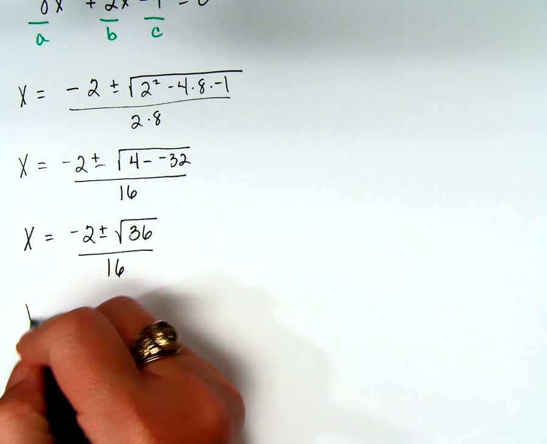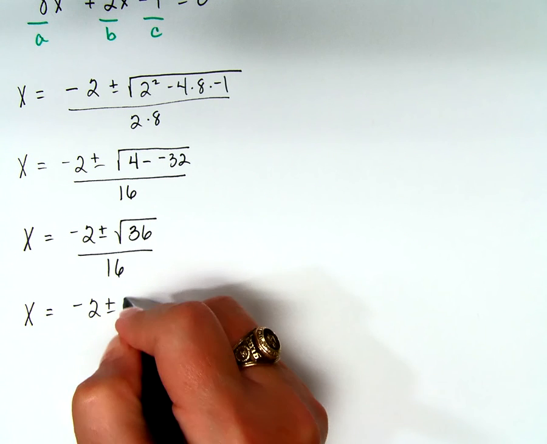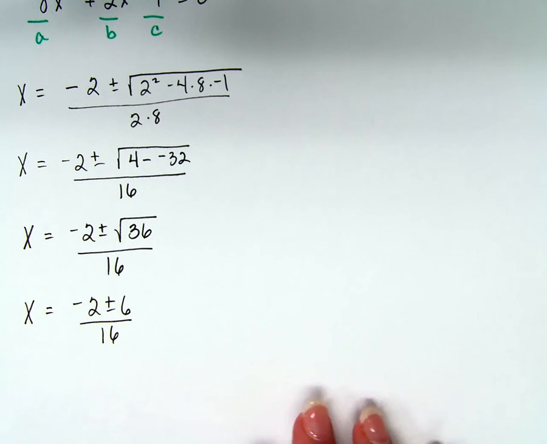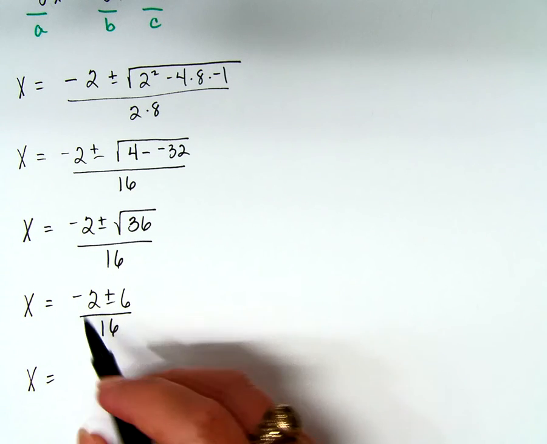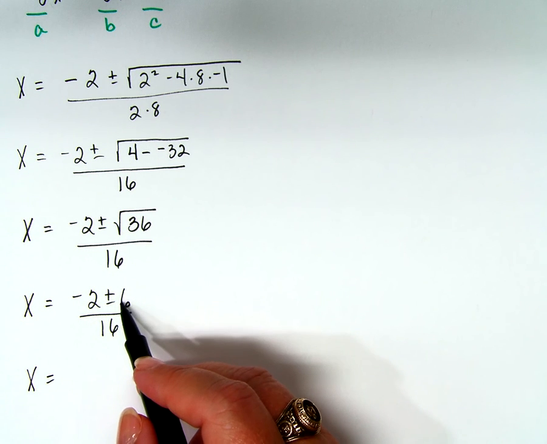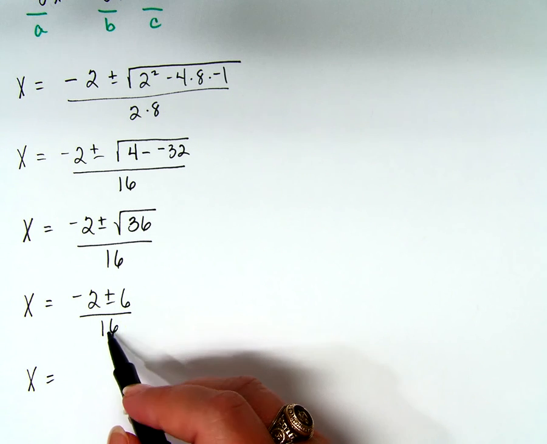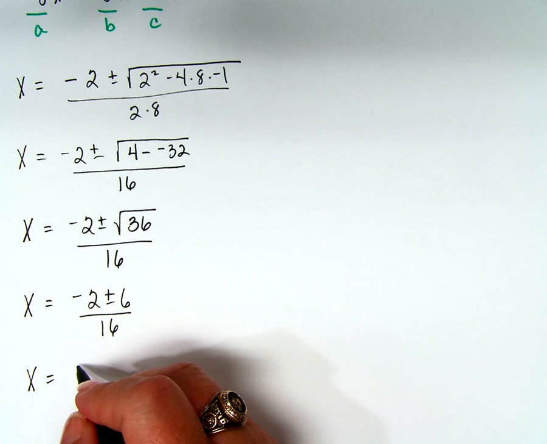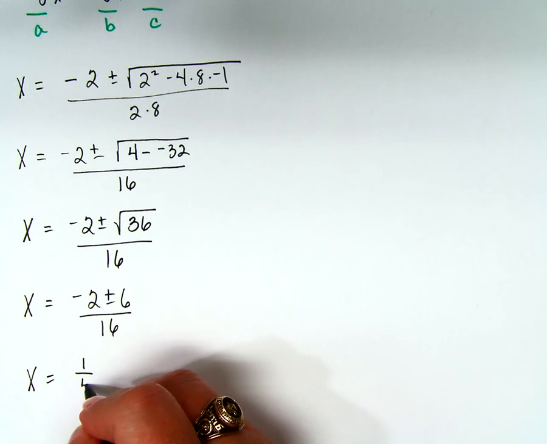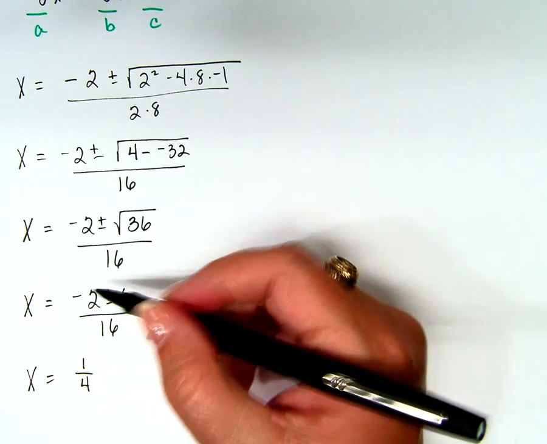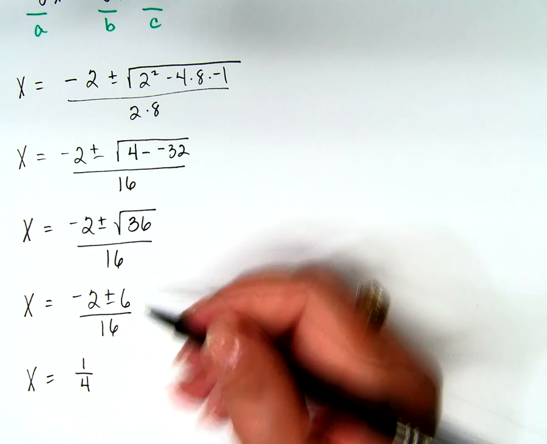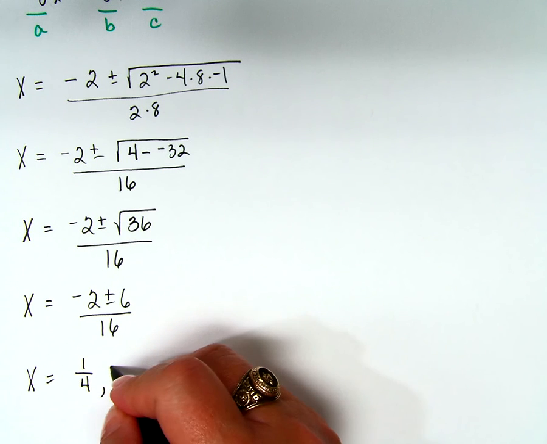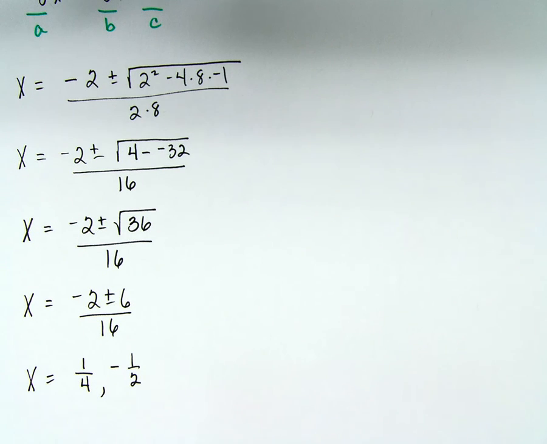Okay, so I can go one more step. Negative 2 plus or minus 6 over 16. And because now I don't have any more square roots, I can go one more step and figure out what the actual solutions are, can't I? I've got negative 2 plus 6, which is what? 4 over 16. Does that simplify? 1 over 4. And then I have negative 2 minus 6, which is negative 8 over 16. Does that simplify to what? Negative 1/2, right?